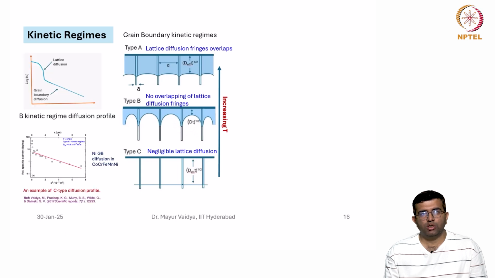We also saw examples, for example, in the B kinetic regime, you can see here that this is because of the lattice diffusion, this is because of the grain boundary diffusion. Whereas in the C kinetic regime, what you see is completely through the grain boundaries. So in the C kinetic regime, you have an x square dependence. In the B kinetic regime, you have dependence on z to the power 6 by 5.